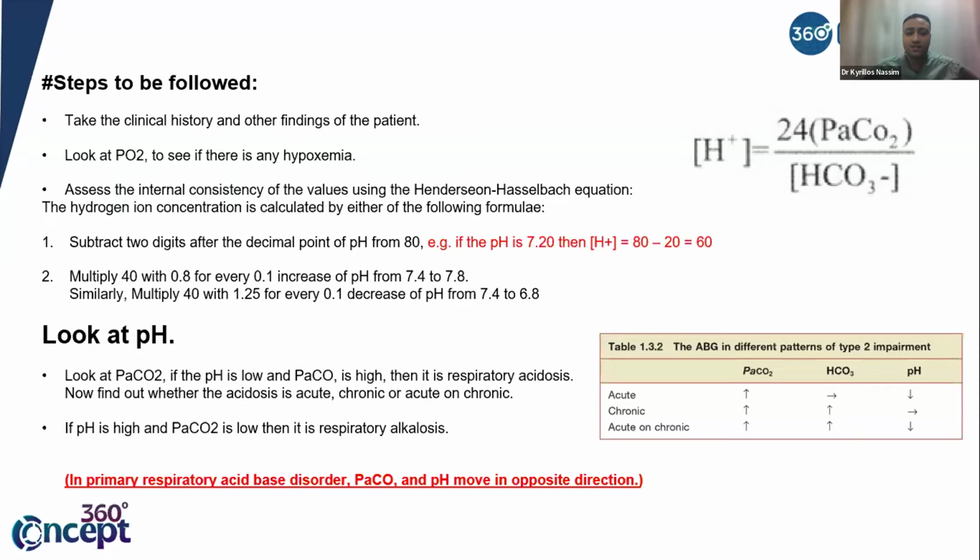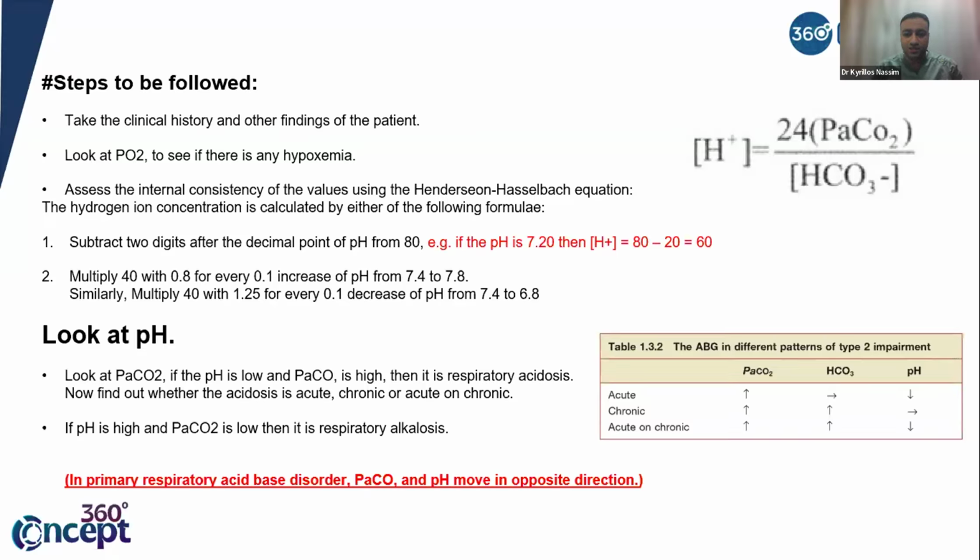Then you can assess the internal consistency of the values using the Henderson-Hasselbalch equation to know if the hydrogen ion concentration is the same as the ABG provided or not. Here are two formulas. I use the first one. The first one says subtract the two digits after the decimal point of the pH from 80. I have an example here.